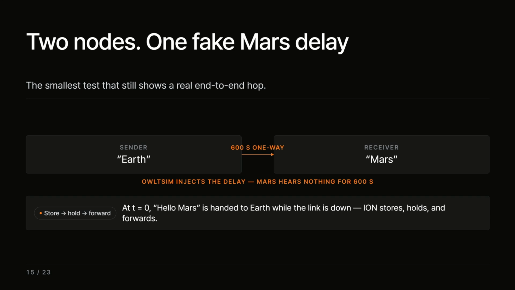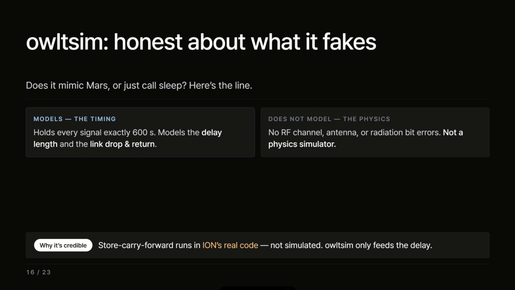Now let's discuss exactly what owltsim does and does not simulate. So before looking at the results, an important question naturally arises. How realistic is owltsim? The answer is that owltsim accurately models the time. When we configure a 600 second delay, every transmission is delayed by exactly that amount. It can also represent links becoming unavailable and later returning.